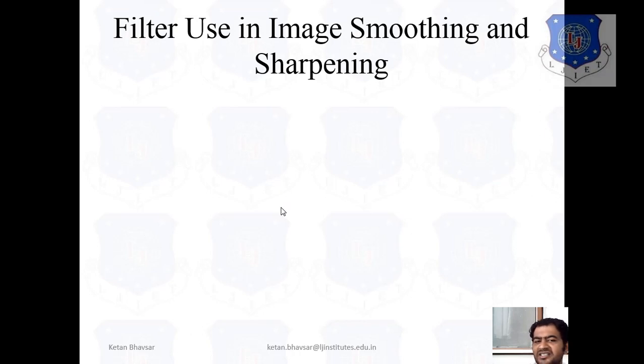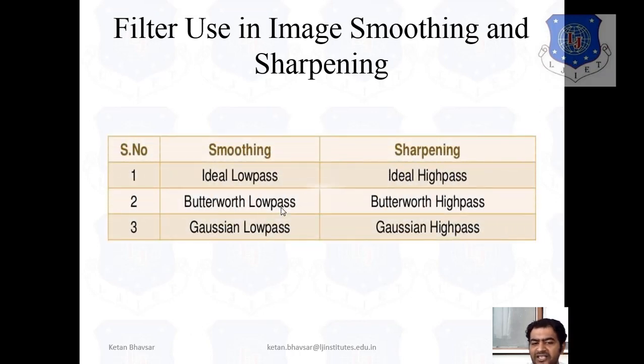Image smoothing and image sharpening using filters. As you can see, we have two types, as we already saw: image smoothing and image sharpening. We have three types in image smoothing and three types in image sharpening: ideal low pass filter, Butterworth low pass filter and Gaussian low pass filter.